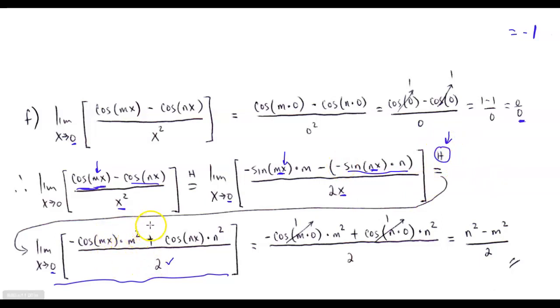And then once we got to here, that's when we could do our little rearranging if we need to. Since we don't have x in the denominator anymore, we don't have the issue of possibly getting something divided by 0. So we can just go ahead and plug in what we need to. So we do that, and we know that cosine of 0 is just going to be 1 in both instances here. So we just end up with a minus m squared plus n squared. And of course, n and m are both constants.